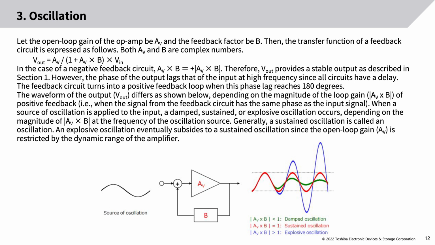The waveform of the output, Vout, differs as shown below, depending on the magnitude of the loop gain of positive feedback, i.e., when the signal from the feedback circuit has the same phase as the input signal. When a source of oscillation is applied to the input, a damped, sustained, or explosive oscillation occurs, depending on the magnitude of the loop gain at the frequency of the oscillation source. Generally, a sustained oscillation is called an oscillation. An explosive oscillation eventually subsides to a sustained oscillation since the open loop gain, AV, is restricted by the dynamic range of the amplifier.